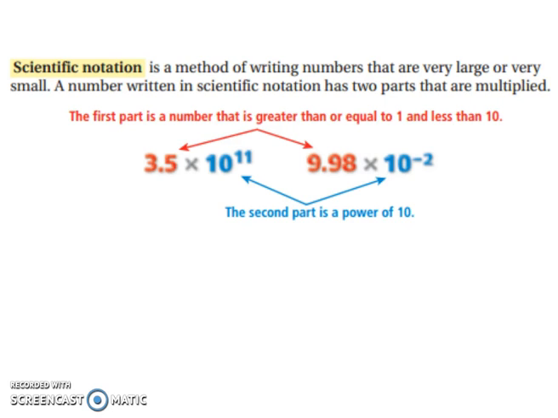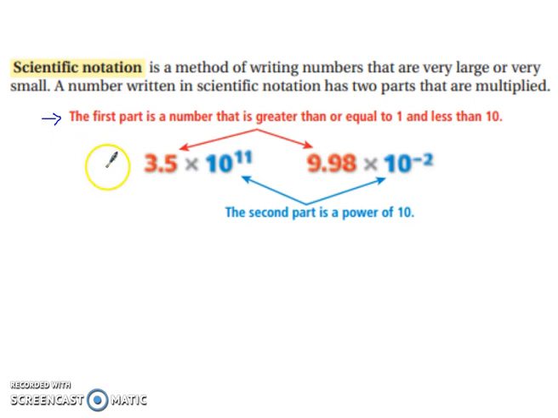So scientific notation is a method of writing numbers that are very large or very small. A number written in scientific notation has 2 parts that are multiplied. So kind of like what we were doing before in the previous 2 examples, only there's one more specific piece that has to happen. The first part is a number that is greater than or equal to 1 and less than 10. This is very important.